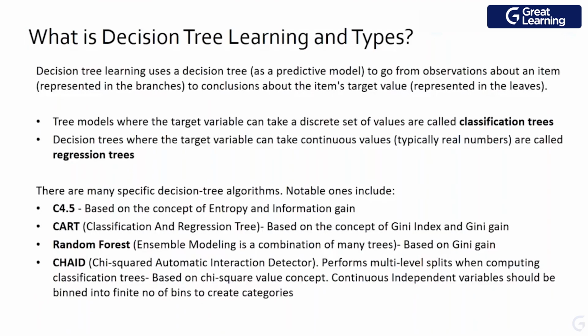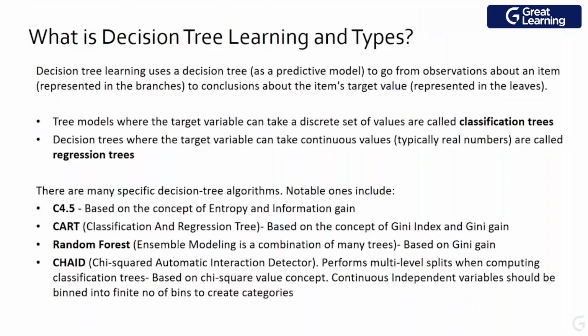What is decision tree learning and what are different types? So you have a root node and then you have various child nodes until you reach the end of the tree, which is the terminal node, or we call the leaves. And a typical tree model where the target variable, your dependent variable, can take a discrete set of values like 0, 1 or 0, 1, 2, it's called a classification tree, whereas in decision trees where your target variable can take continuous values, typically real numbers like income, income is a real or continuous value, then you call it a regression tree.